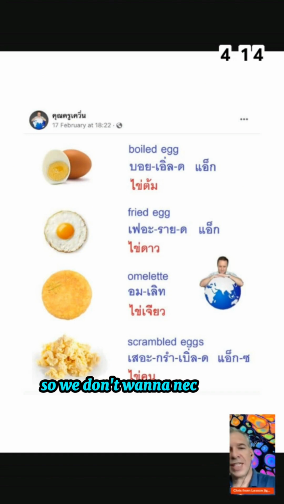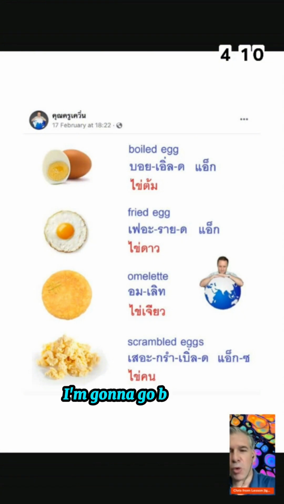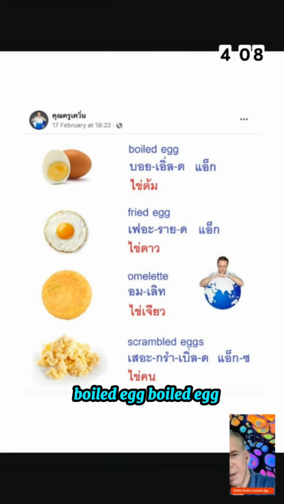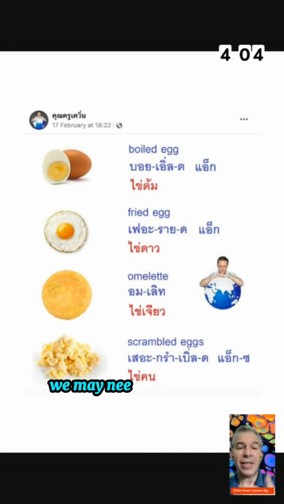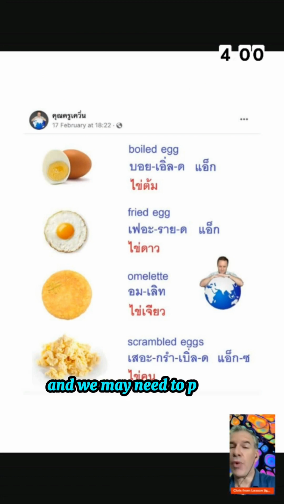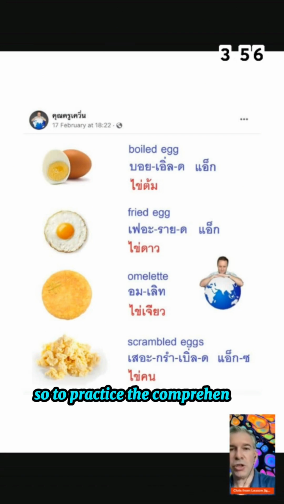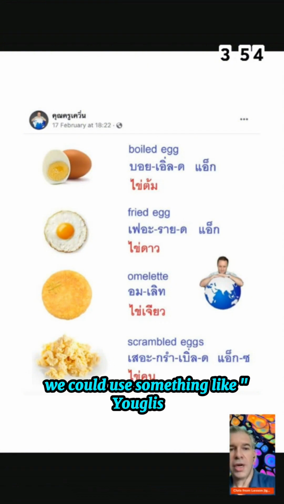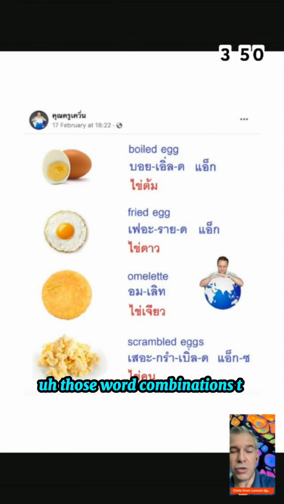So we don't want to necessarily just say boiled egg like 100 times. We don't want to go boiled egg, boiled egg, boiled egg. That's not really going to be too useful for us. We may need to practice the pronunciation sometimes, and we may need to practice how other people say it. So to practice the comprehension, we could use something like Youglish for that. So we could type in those word combinations to check that.